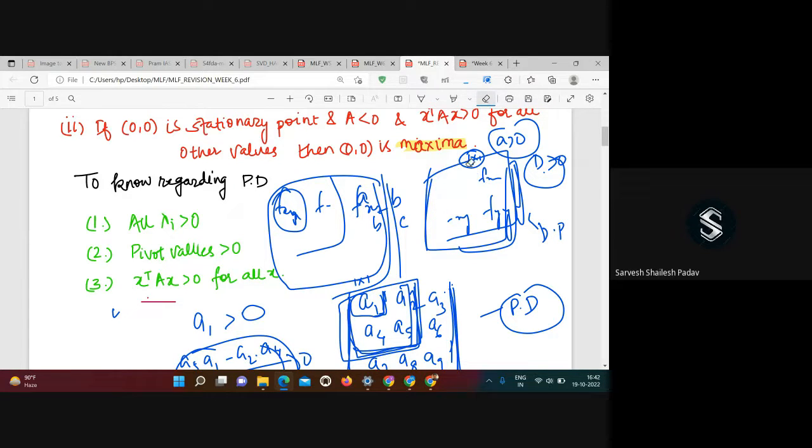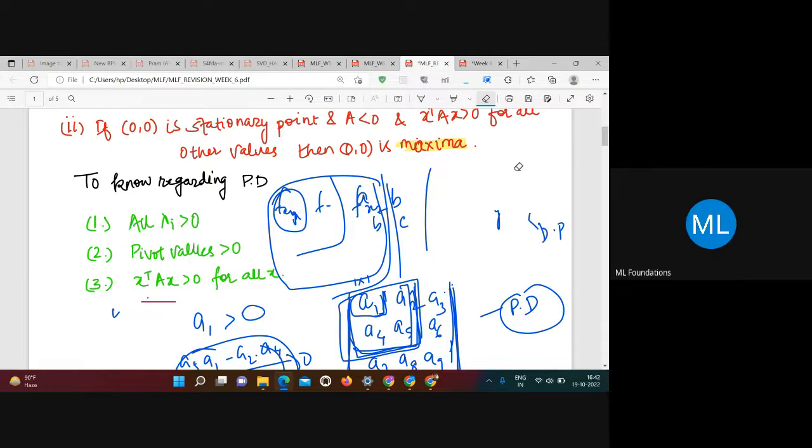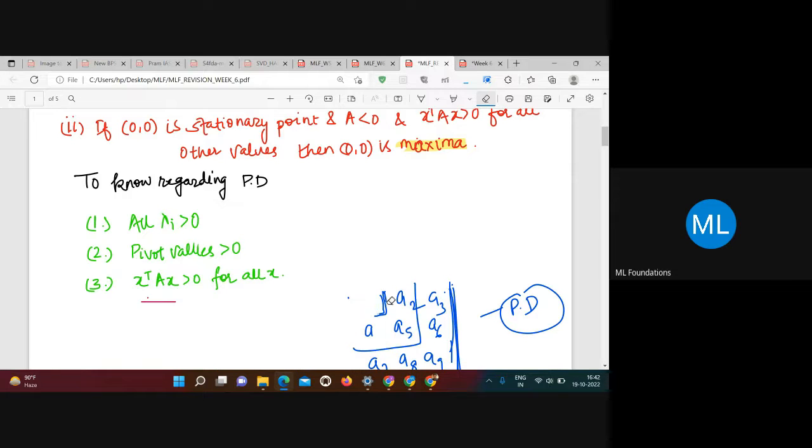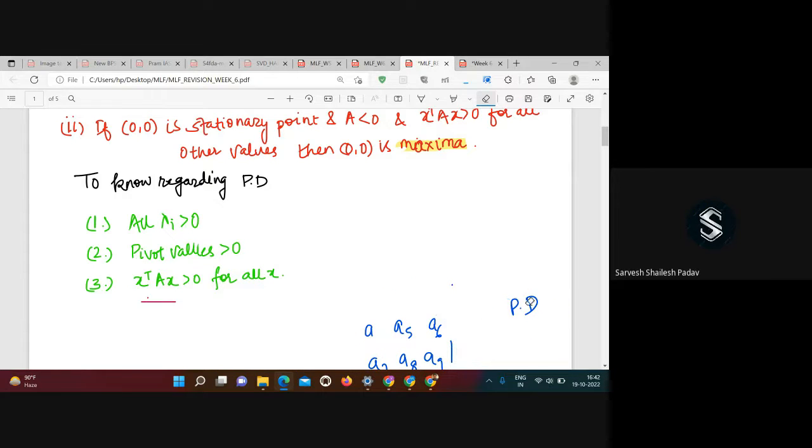If we have a 3 cross 3 matrix, and if we know that its determinant is positive and the leading term fxx is positive, then can we say that it's positive definite? No, you can't. You need to check for the other conditions also.